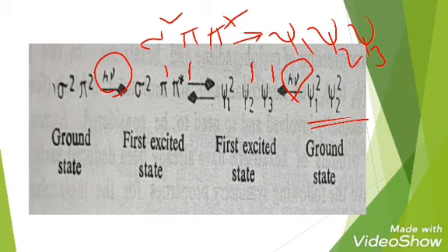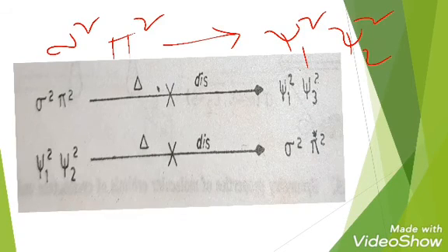Hence, disrotatory ring opening of cyclobutene is a photochemically symmetry allowed process, and conrotatory ring opening of cyclobutene is a thermally symmetry forbidden process. So this is about the correlation diagram.